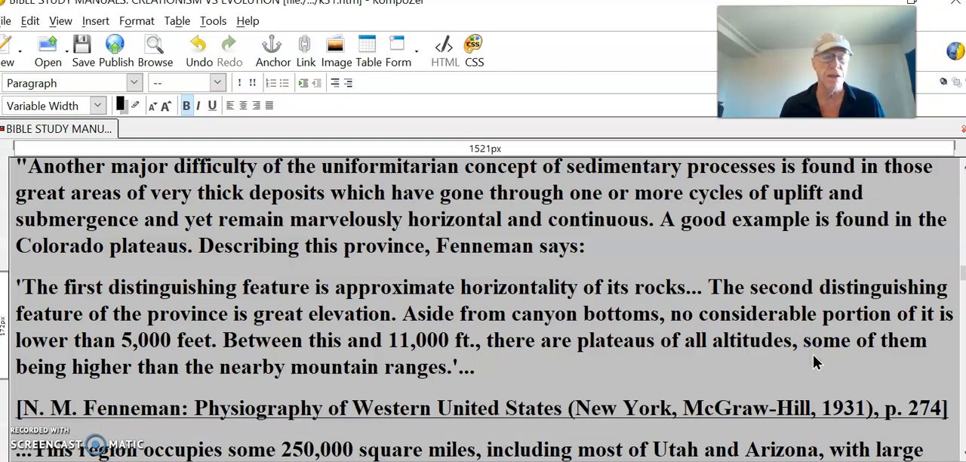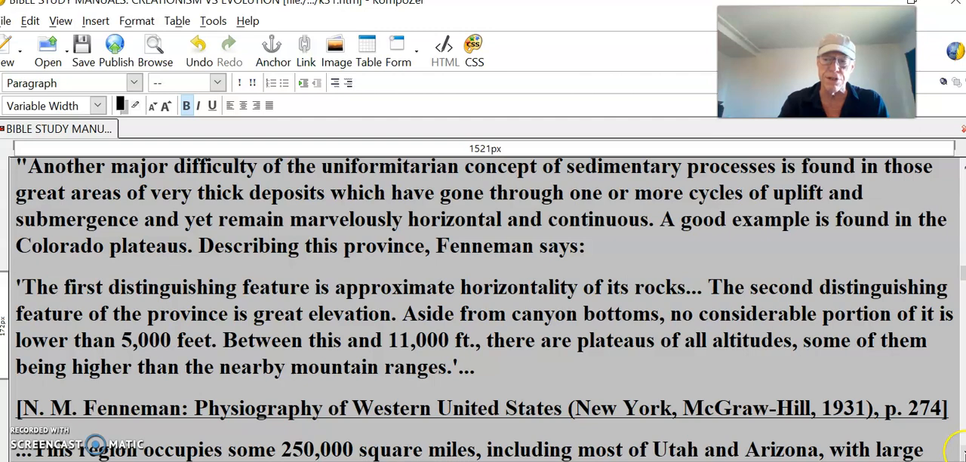undergraduate. The first distinguishing feature is approximate horizontality of its rocks. The second distinguishing feature of the province is called elevation. Aside from the canyon bottoms, no considerable portion of it is lower than 5,000 feet. Between this and 11,000 feet, there are plateaus of all altitudes, some of them being higher than the nearby mountain range. You got a mountain over here, you got a plateau over there.